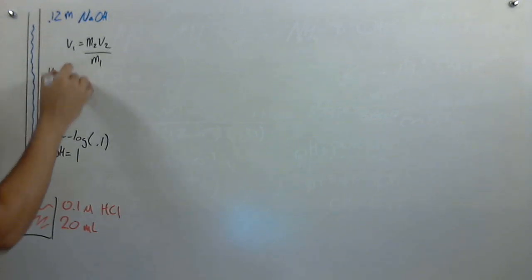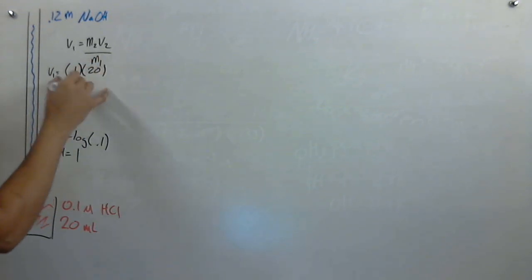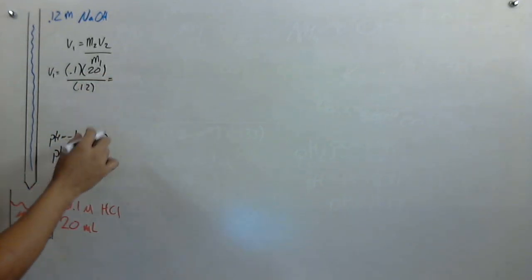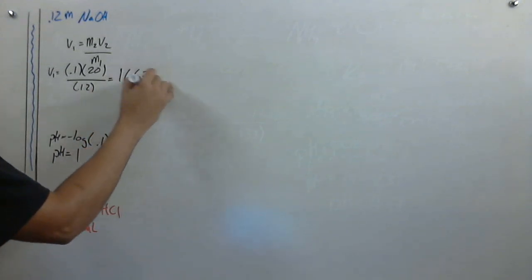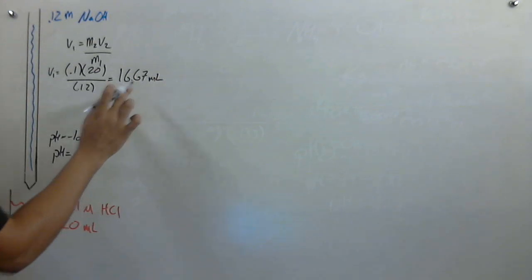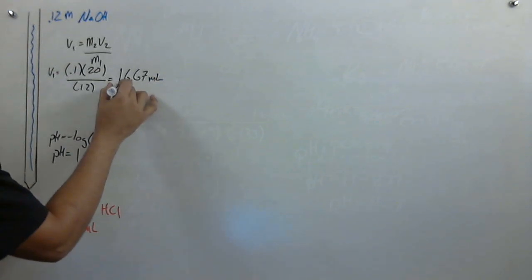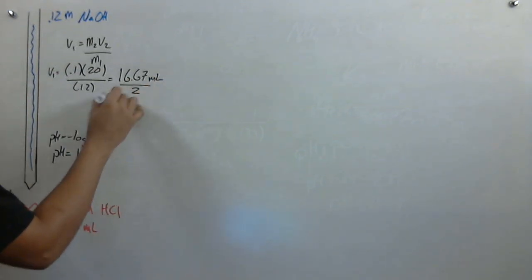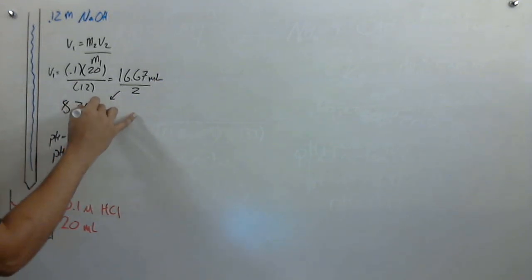V1 equals M2, 0.1, times V2, 20, over M1, which is 0.12. If we do that, we get a V1 of 16.67 milliliters. That is our equivalence point. That is where we're going to get equal amounts of acid and equal amounts of base, in moles. We want halfway to the equivalence point, so let's do divided by 2. So really halfway to the equivalence point is going to be 8.34 milliliters.